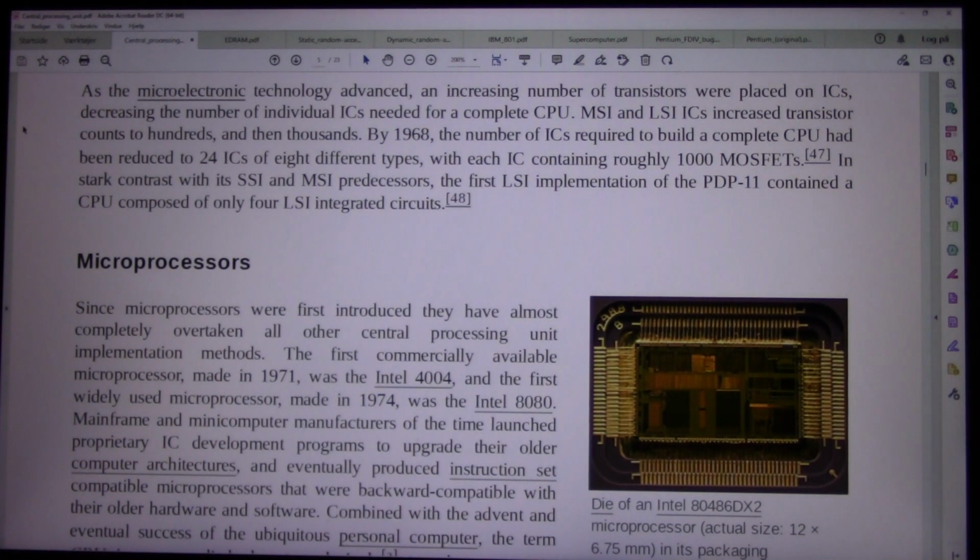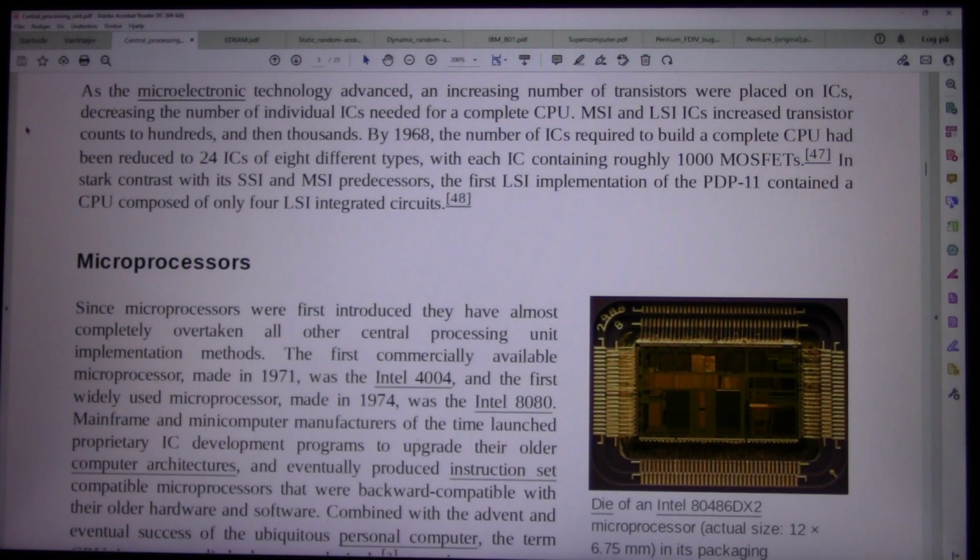MSI and LSI ICs increased transistor counts to hundreds, and then thousands. By 1968, the number of ICs required to build a complete CPU had been reduced to 24 ICs of 8 different types, with each IC containing roughly 1000 MOSFETs. In stark contrast with its SSI and MSI predecessors, the first LSI implementation of the PDP-11 contained a CPU composed of only 4 LSI integrated circuits.